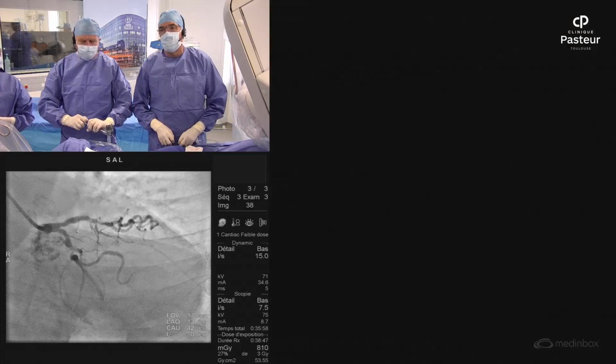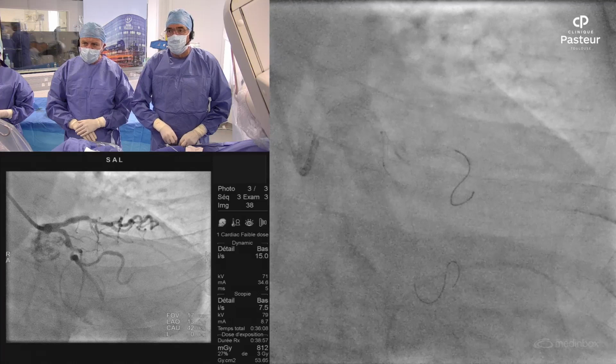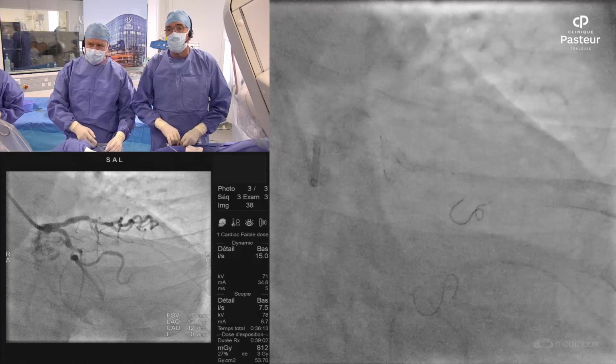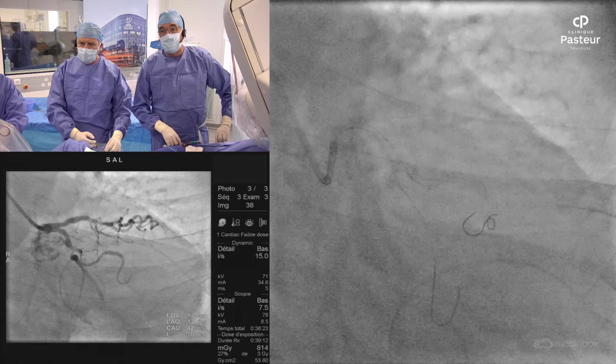So you've clearly crossed it with the balloon there, haven't you? There was some question from the audience about using a smaller or shorter balloon, but I think the same one. It's a 2.5. And how long is the balloon? 15. Okay, yeah. So now what we will do is to try to go up inside the guiding and try again to cross it. And you see it's not easy.